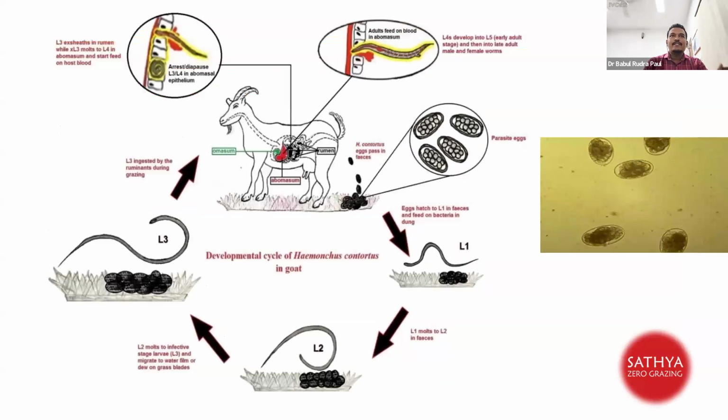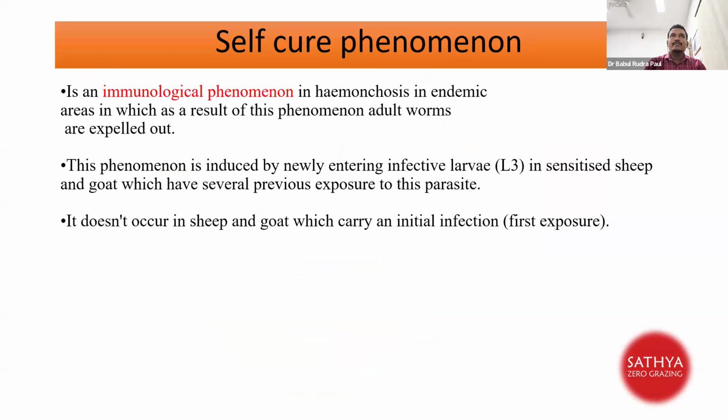If you see the life cycle of Haemonchus, after the egg is laid by the infected animal, there are the L1 stage, L2 stage, and L3, the larval stage. The L3 stage is consumed by the healthy animal. So L3 is the infective stage. This is related to the self-cure phenomenon. It is an immunological phenomenon in haemonchosis. If an animal has suffered earlier with this parasite, it develops immunity.